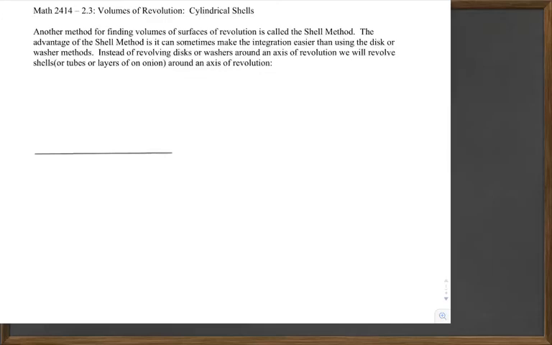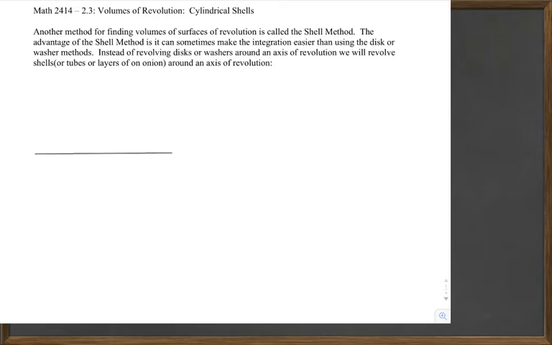All right, in this video we're going to be looking at volumes of a revolution, and we're going to be looking at cylindrical shells. And then we'll also compare the method of cylindrical shells with the disk or the washer method, depending on which method is appropriate to use for the problem. It states another method for finding volumes of surfaces of revolution is called the shell method.